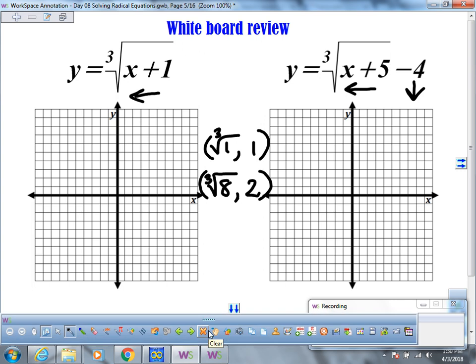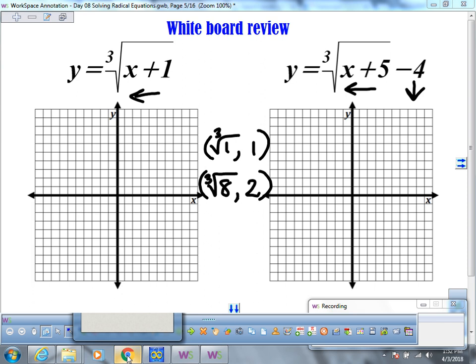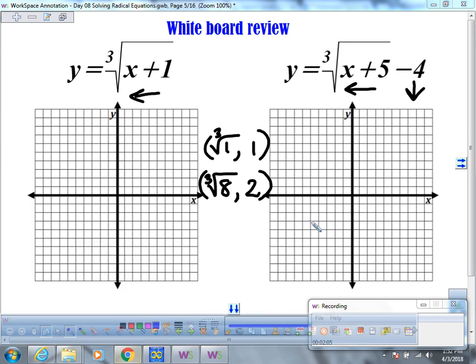Awesome. Let's go ahead and just graph this real quick. So, on this one, I start at 0, 0, but instead I'm going to go left 5, 1, 2, 3, 4, 5, and down 1, 2, 3, 4. Magic numbers, 1, 1, 8, 1, 2, 3, 4, 5, 6, 7, 8, 2. So that's what that would look like.